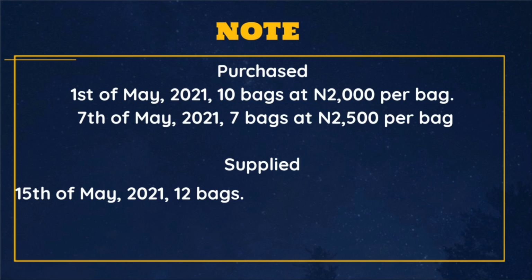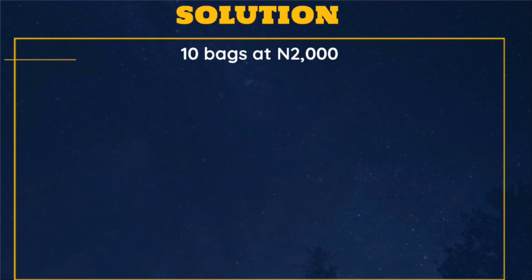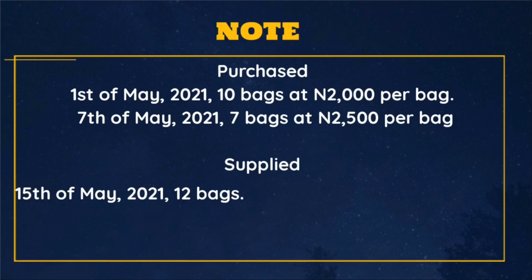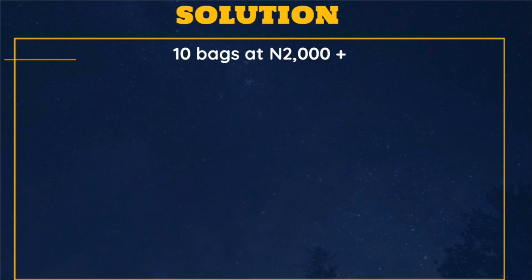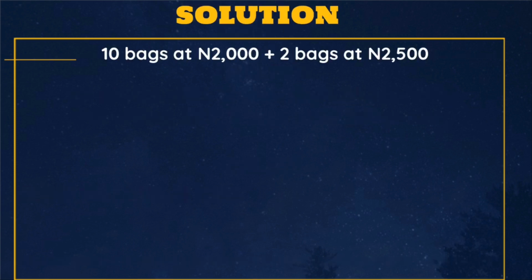We have 10 inventories, which means all the 10 will be supplied. And they have to supply 12, which is more than 10. So 10 bags at 2,000 naira will be supplied. If 10 bags are supplied at 2,000 naira, it remains 2 bags. So the remaining 2 bags will be taken from the inventories received on the 7th of May, that is plus 2 bags at 2,500 naira. So that will make up the 12 bags that are requested.